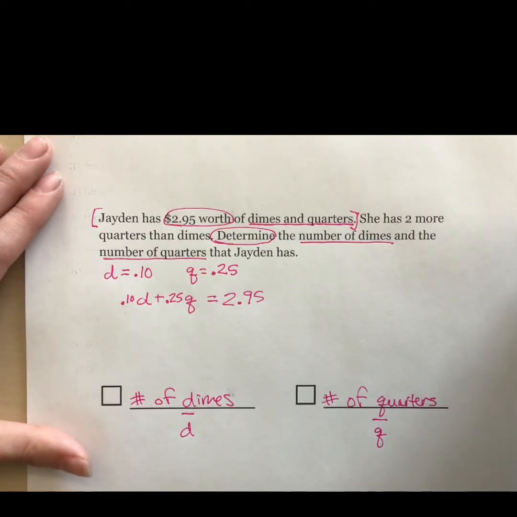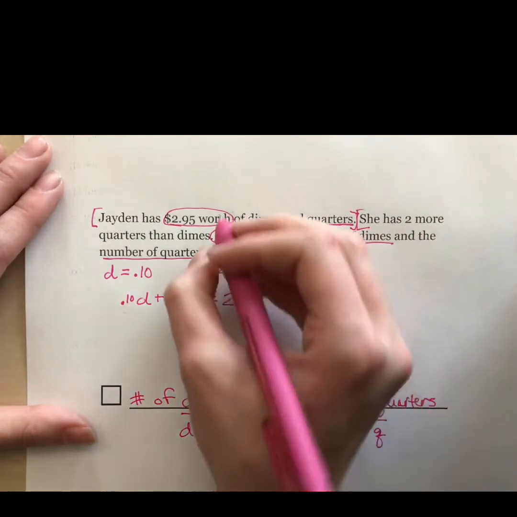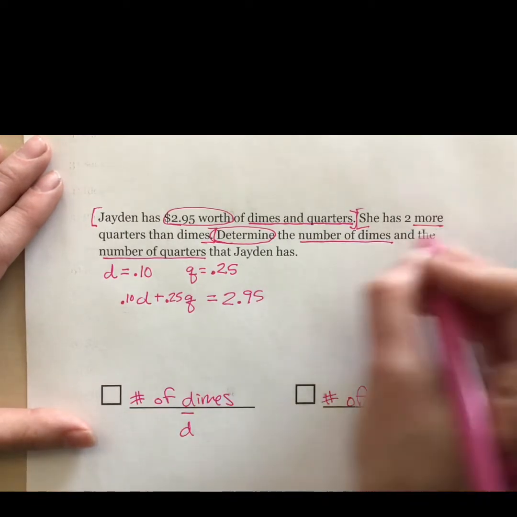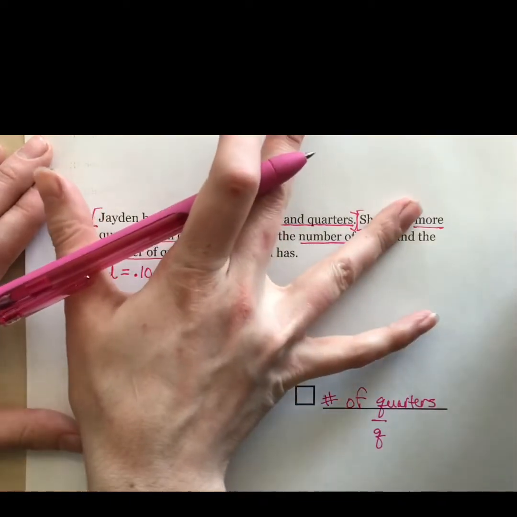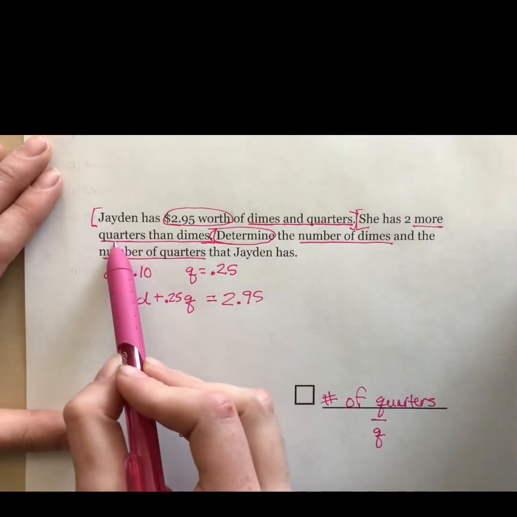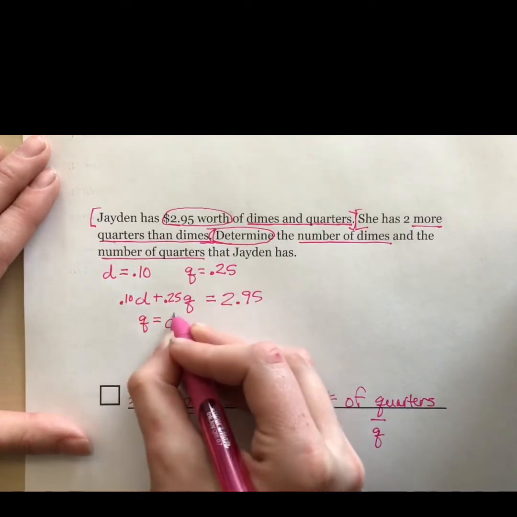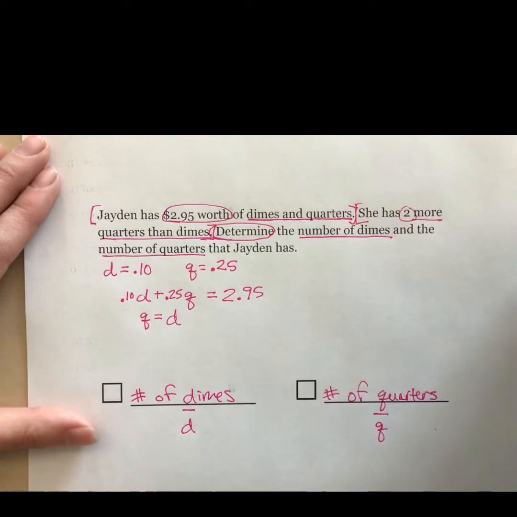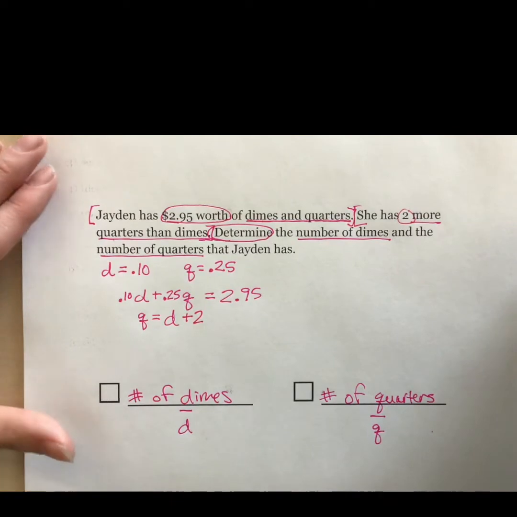Let's move on to looking at the second sentence. She has 2 more quarters than dimes. So the important thing to note here is this more quarters than dimes. I don't care how many more right now. Specifically, I know there are more quarters than there are dimes. So my next equation is going to be Q equals my dimes plus how many more quarters I have. Well, this first part tells me I have 2 more quarters than dimes. So dimes plus 2 will give me my total amount of quarters.